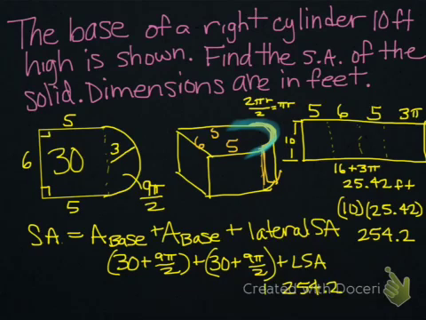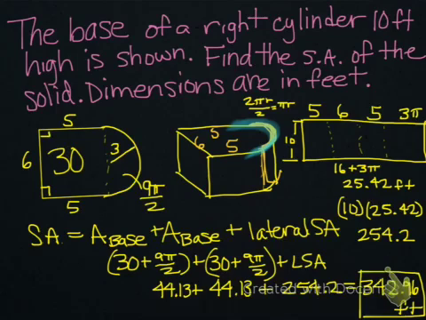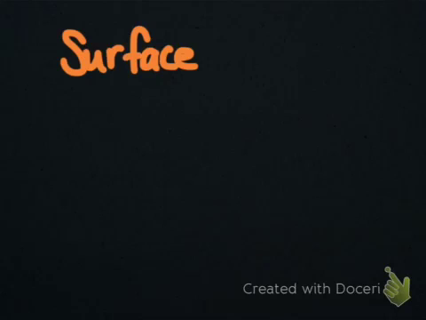Now we add them all together. We get 44.13 plus 44.13 plus 254.2. So the surface area of this figure is 342.96 feet squared.